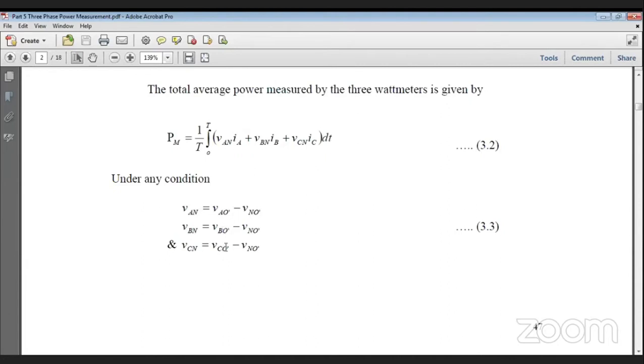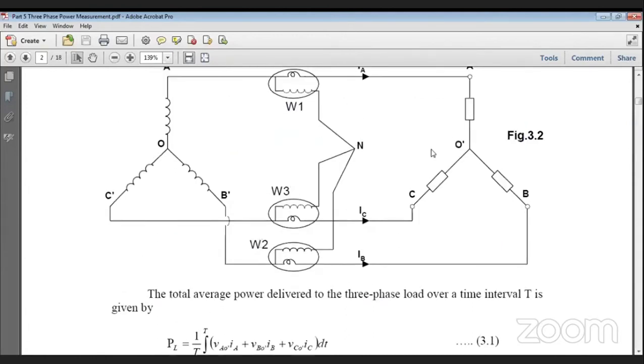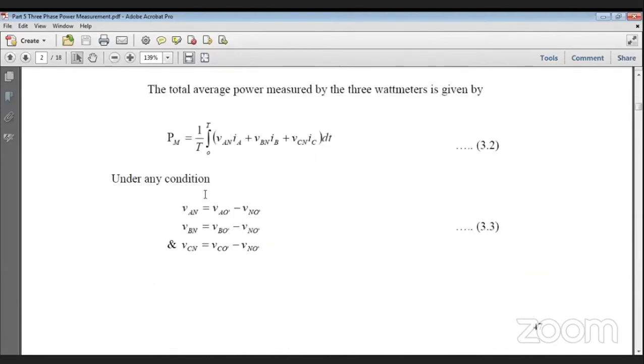And what is VNO prime? This is just a quantity: the voltage between these two points. But that's a single voltage. So what I get is three very interesting equations where the wattmeter voltage and the phase voltage have a correlation in terms of another quantity, VNO prime. So in the equation for the measured power, I can now replace VAN, VBN and VCN by the right hand side of these equations.